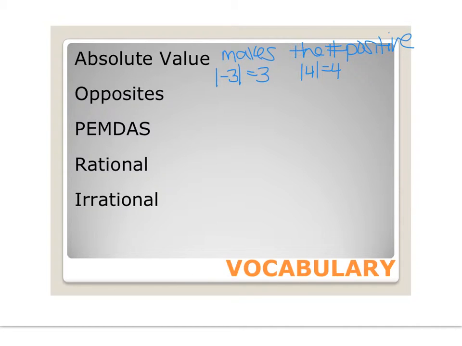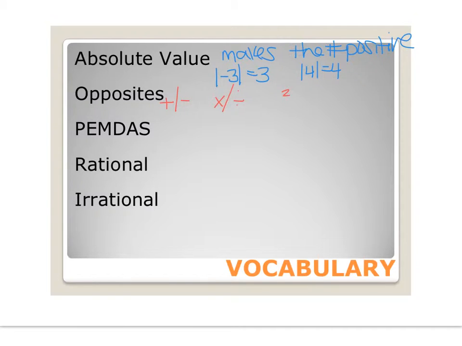Our next vocabulary word is opposites. When I think about this one, I think you guys would know that with numbers, if one number is positive, its opposite would be the negative of it. But what I want us to think about is opposites when we are solving equations. If you saw addition, what's the opposite? You would say subtraction. What's the opposite of multiplication? You would say division. And the opposite of subtraction is addition, and the opposite of division is multiplication. So those show some opposites.